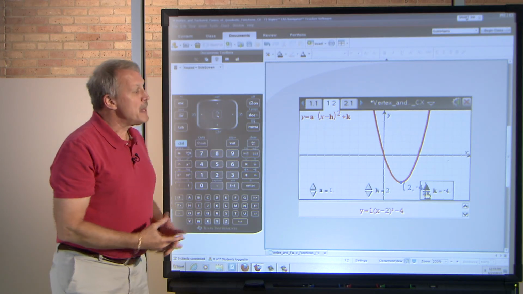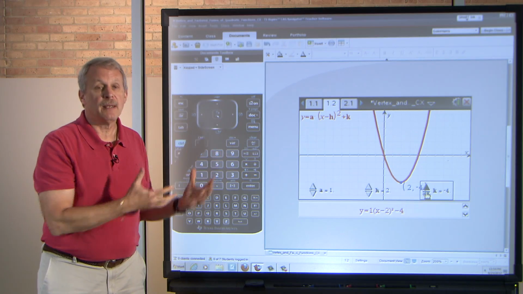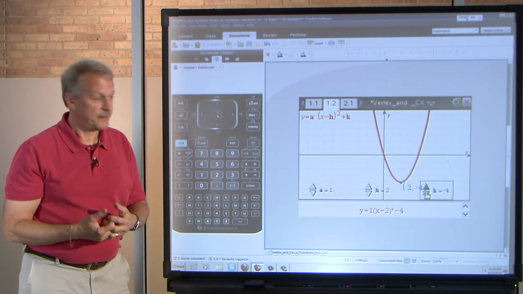Now, in a matter of a minute, I've now accomplished more than sometimes it took me almost a half or a whole period to do by hand. Students see it, and I keep their attention. Plus, they're not watching me, they're doing it themselves.